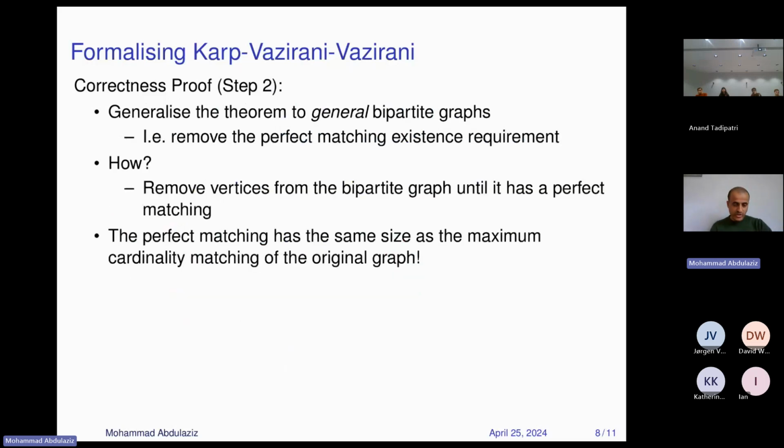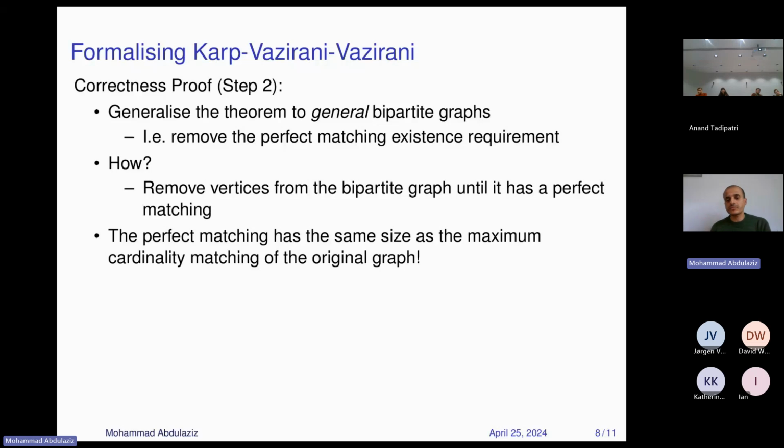Now, the second step of the proof is to generalize the guarantee that we just proved. If you remember, this probabilistic guarantee that I told you in this first step only proves that the algorithm works as expected for bipartite graphs that have a perfect matching, meaning bipartite graphs for which there is a matching that covers every vertex in the graph. So now we want to generalize that.